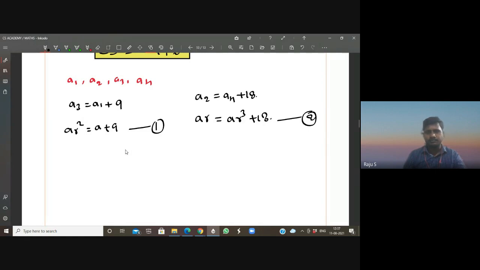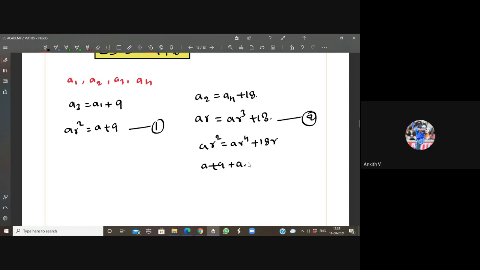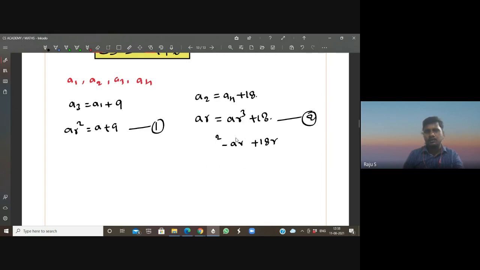Multiply with R on both sides. AR square is equal to A plus 9. Sir, R equal to minus 2, sir. R is equal to? Minus 2, sir. A equal to 3, sir. Is it correct, students?